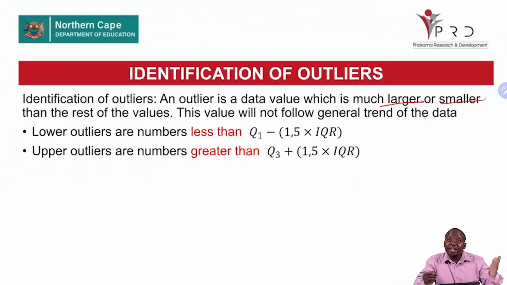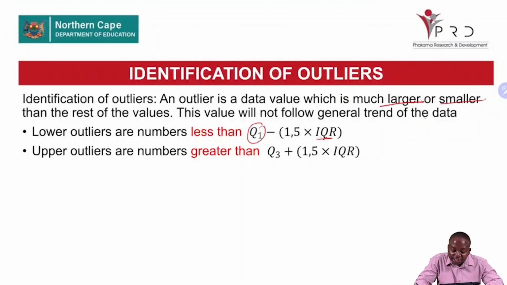No. At times, an outlier is an outlier, so it remains as it is. But in most cases, outliers help us identify errors because they fall too far apart from our range or our data set. Now, lower outliers are less than Q1 minus 1,5 of the interquartile range.